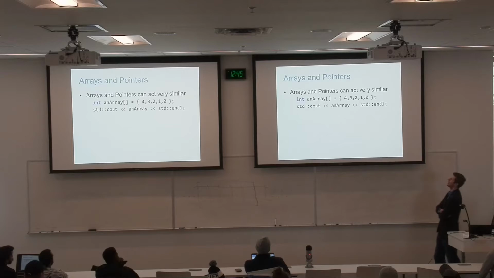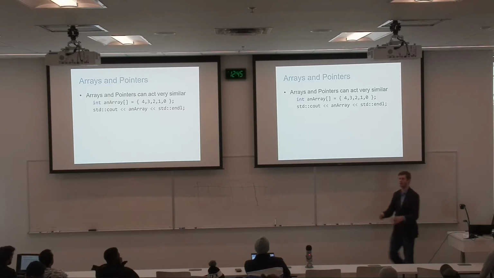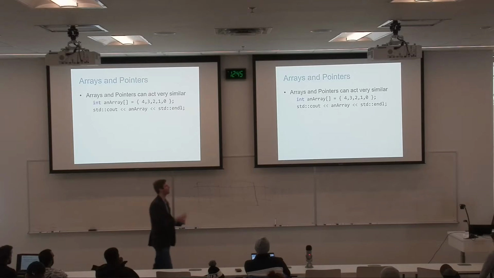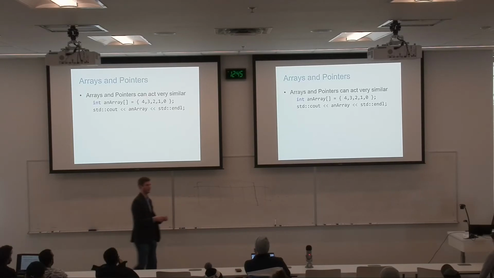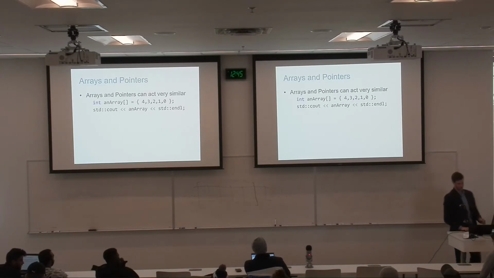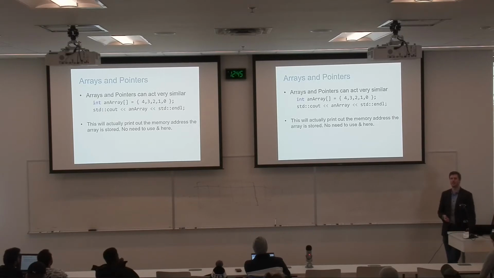If the array starts at memory location, let me pick another number, 702, which memory address do you think the number 4 is in? 702. Huh. Interesting. So to actually print out the memory address, you don't need to do the ampersand here because the array kind of is like the pointer. It's the memory address of where the array actually starts.